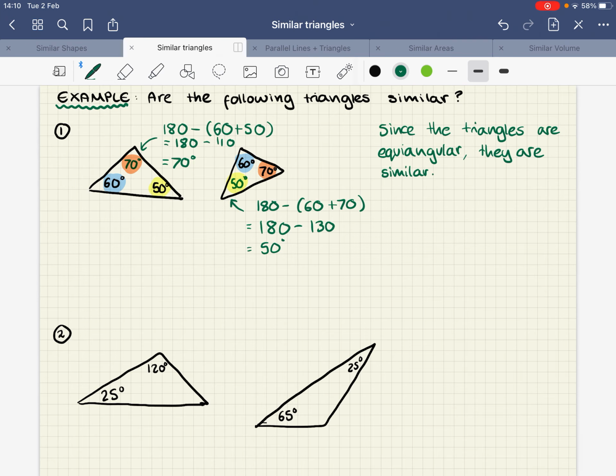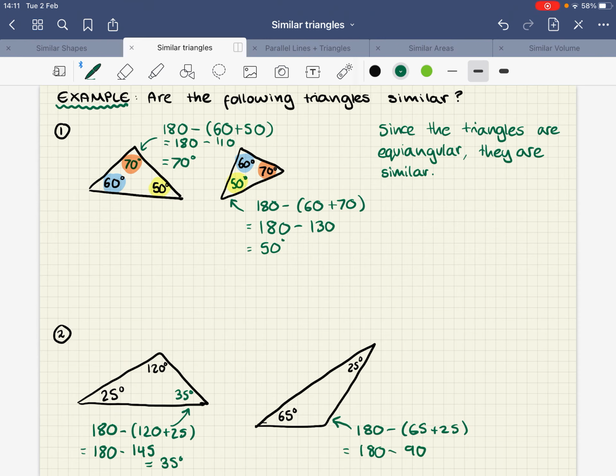So let's take a look at this next example. Again, finding out what the missing angles are. So 180, take away the other two angles added together. So it's going to be 180, take away 145, which will just come out to 35 degrees. And same idea here, 180, take away the other two angles added together. That would come out to 90, so that's just going to be 90 degrees in there.